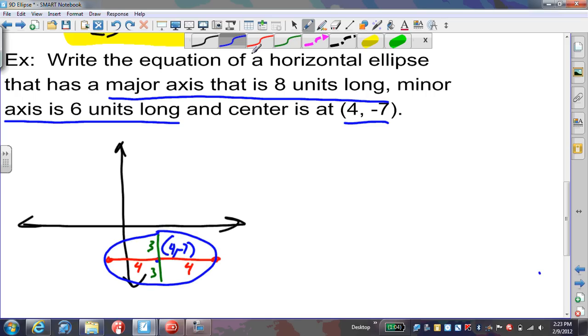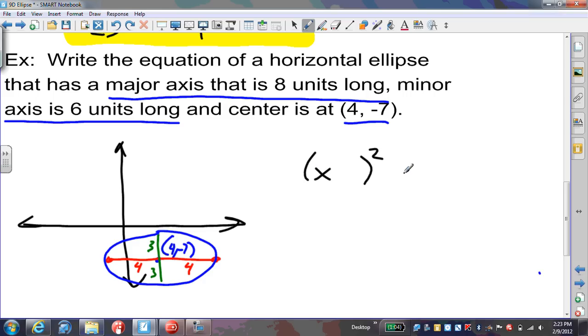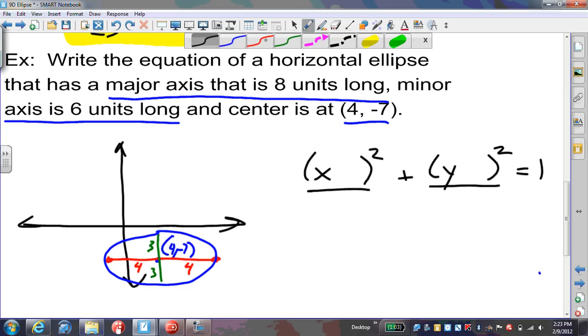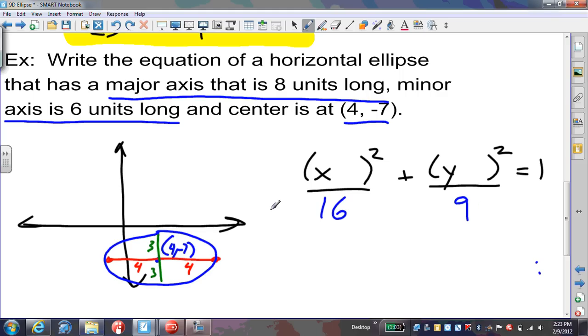So let's go ahead and write what the standard form looks like. It's horizontal, so we know we're going to have x squared plus y squared all equals 1. We need the a squared under here and the b squared under here. The a is 4, so we put 4 squared, which is 16. The minor, which is the y, is 3, and 3 squared is 9. So there's your a and your b, major and minor. The last part is to put in the center, so we have x minus 4 and then y plus 7.